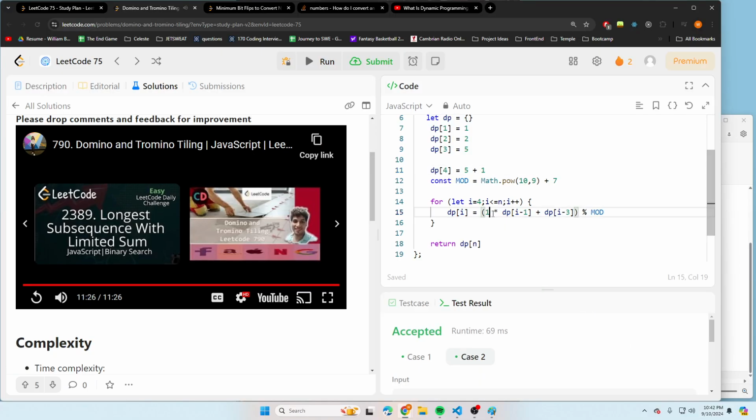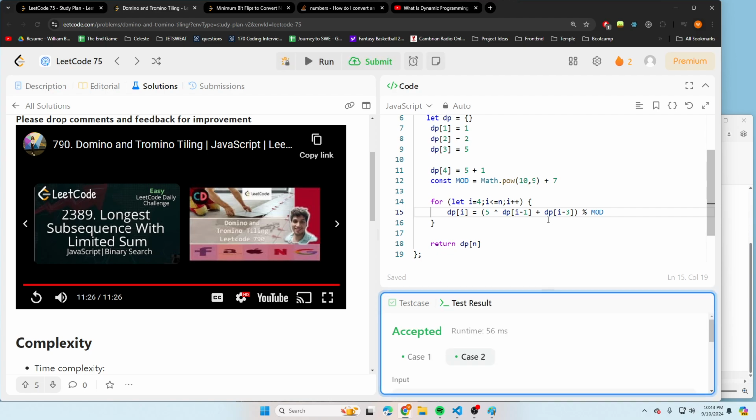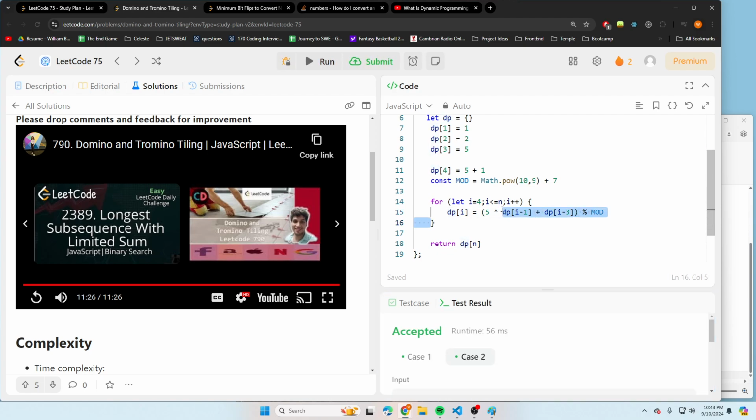What is this number? Does this even matter here? So you could just do this. This number doesn't even matter.